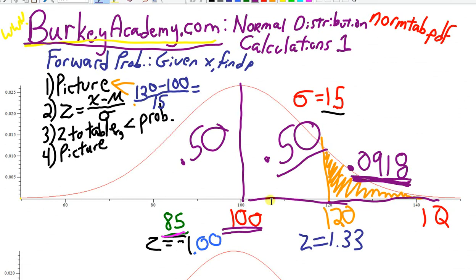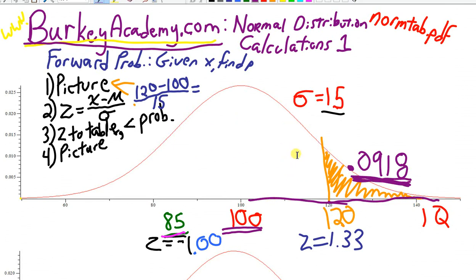Another thing to notice here is that this bell-shaped curve is symmetric. Symmetric means that if you took it at the median and you folded it over in half, that the left side looks precisely like the right side. It's a mirror image, in other words.